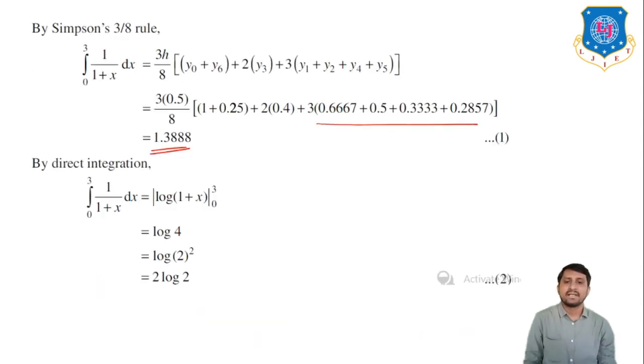Now by direct integration, what is it? 1 upon 1 plus x. So 1 upon 1 plus x, we know that integration is log of 1 plus x from 0 to 3. So log 4. So the approximate value of log 4 is almost 1.3888. Log 2 squared, you can write as 2 into log 2.